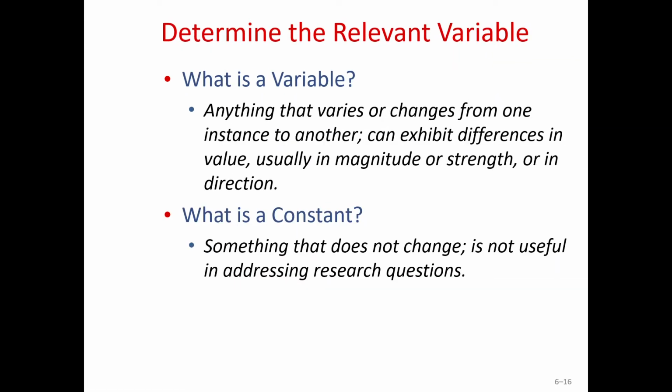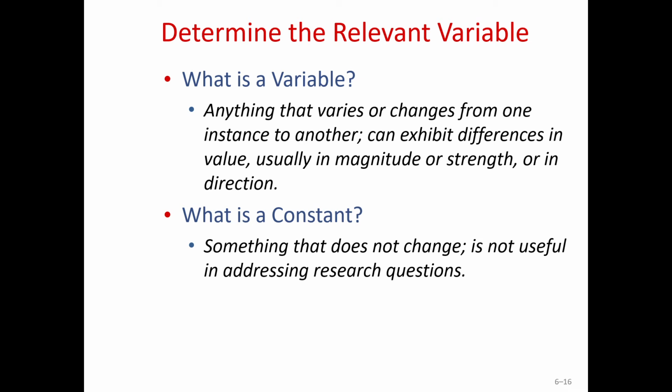Variables. What is a variable? What things should be studied to address a decision statement? Researchers answer these questions by identifying key variables. A variable is anything that varies or changes from one instant to another. Variables can exhibit differences in value, usually in magnitude or strength, or in direction. In research, a variable is either observed or manipulated, in which case it is an experimental variable.